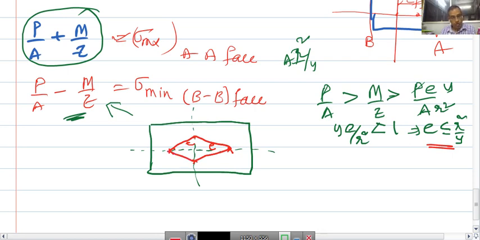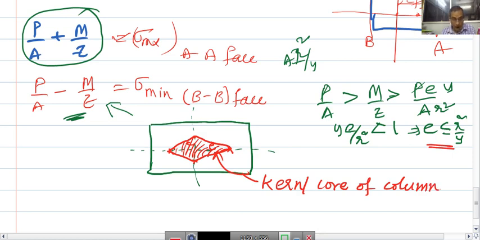So this is your rhombus. That means this is the area called the kern of column, or core of column, beyond which if I put a load anywhere here, P, there will be tension in the column. Anywhere in that you will have a tension in the column, which is danger for the column. I must see that there is no tension in the column.